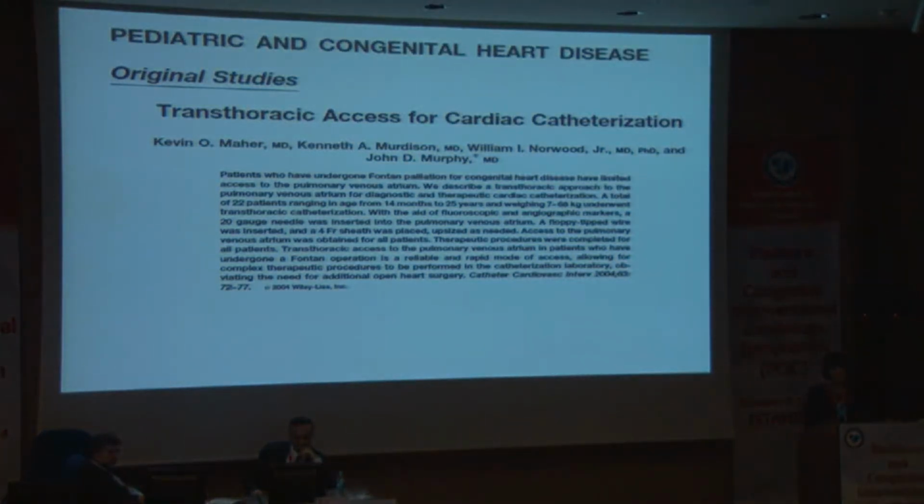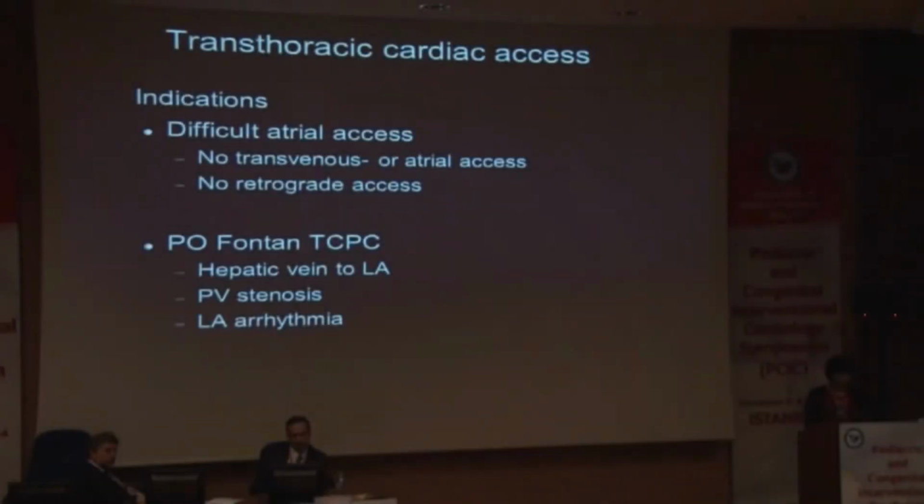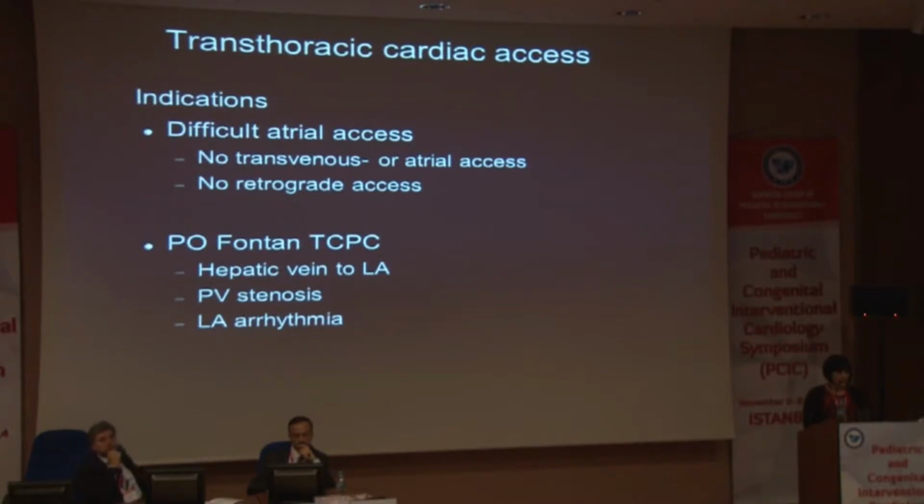So the next alternative access I want to discuss is transthoracic access for cardiac catheterization. And again, I'm not at all suggesting that we are going to do this every day, but I think it's important to know the possible alternatives. So for which patients would you use this? Again, specifically in case of difficult atrial access, where you've got no transvenous or atrial access, when you've got no retrograde access, and often it is in your post-Fontan patients, your extracardiac Fontan patients, where you want to treat, for example, pulmonary vein stenosis, and if you have to treat these patients due to arrhythmia.